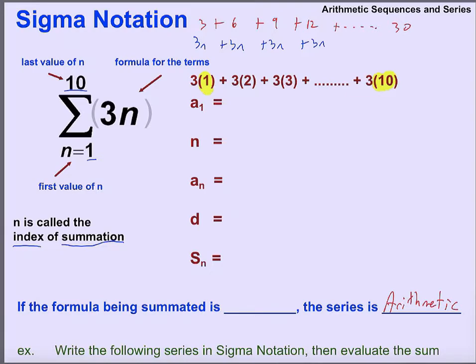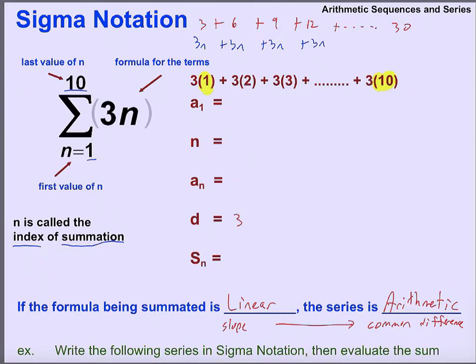The way you're going to know that a series is arithmetic is if the formula that's being summated, that's the formula I have in here, that 3n, if that formula is linear, then the series is arithmetic. So it's a connection between something we've learned before and something we're learning now. Arithmetic sequences are very similar to linear functions. If that formula is linear, then the slope of the linear function is the common difference of the arithmetic series. So we can right away say that d is equal to 3.